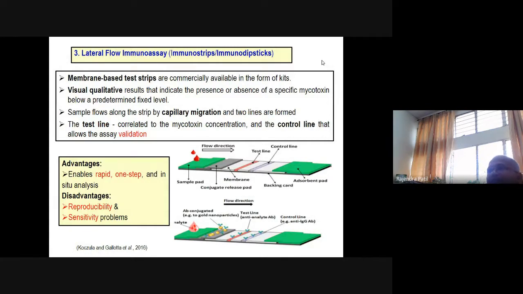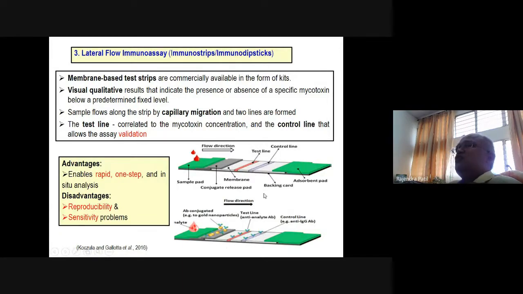Then another important rapid diagnostic method is the lateral flow immunostrips or immunodipsticks. These are used on the basis of a pregnancy test kit, where we load the sample, and it gives color formation, a test line and a control line. If the mycotoxin is present, it will give the line.